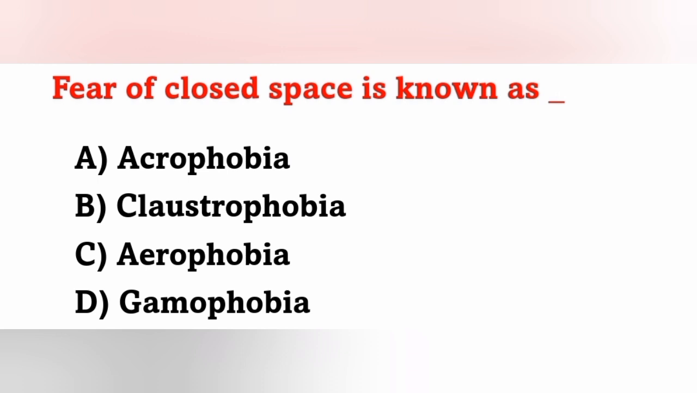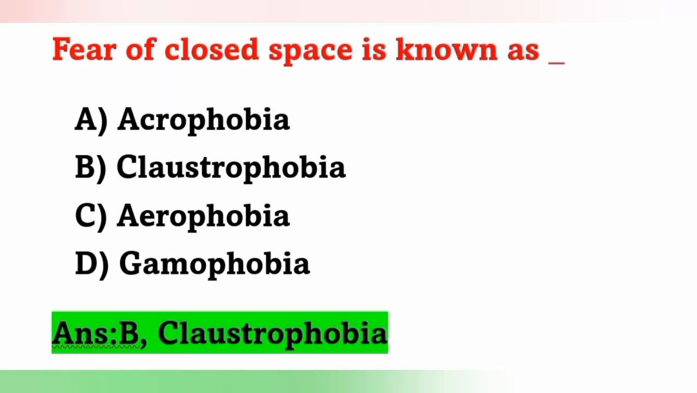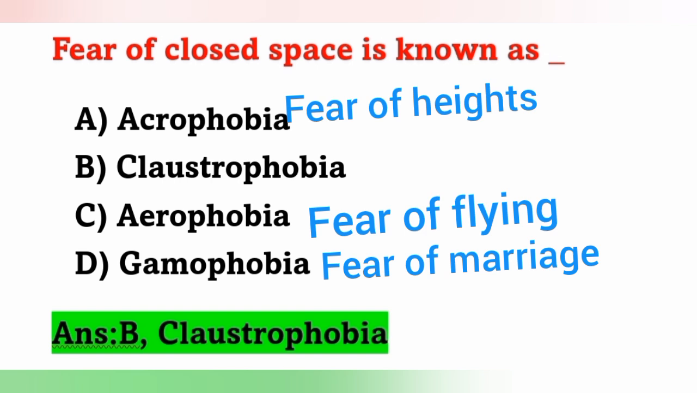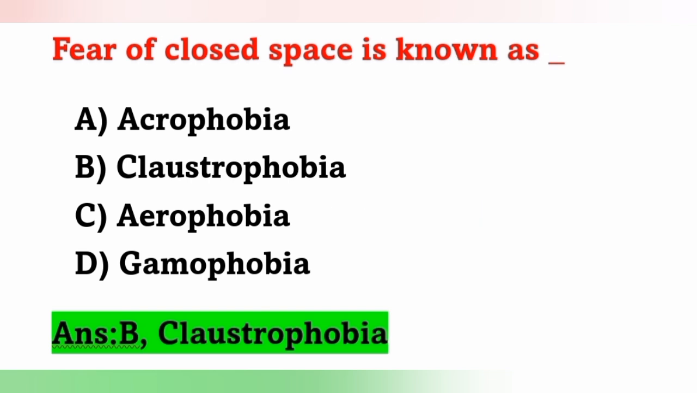And the next question, fear of closed space is known as. Options, option A acrophobia, option B claustrophobia, option C aerophobia, option D gamophobia. Fear of closed space is known as claustrophobia. Option B is the correct answer. First option, acrophobia means fear of heights. And option C, aerophobia means fear of flying. And option D, gamophobia means fear of marriage. Here, fear of closed space is known as claustrophobia.